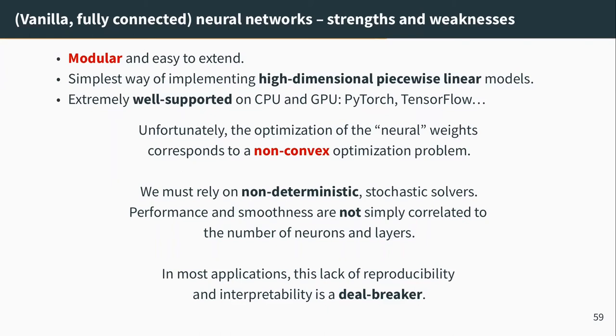Second, in the same vein, as you've seen, performance and smoothness of the final regression model are not simply correlated to the number of neurons and layers.